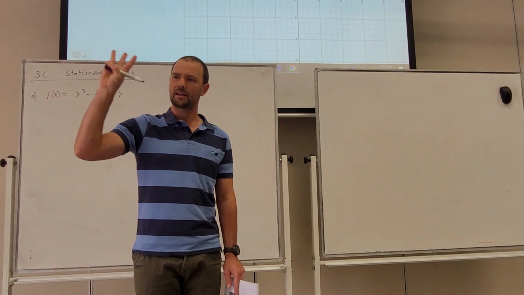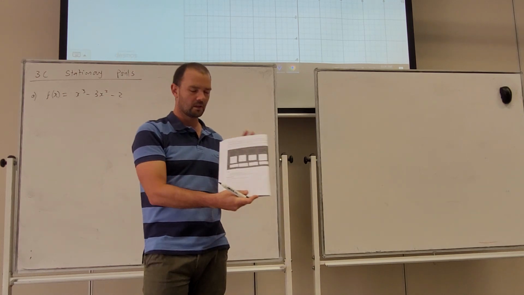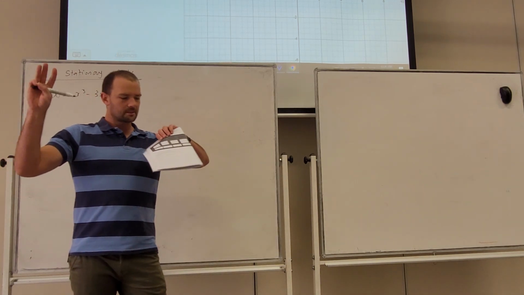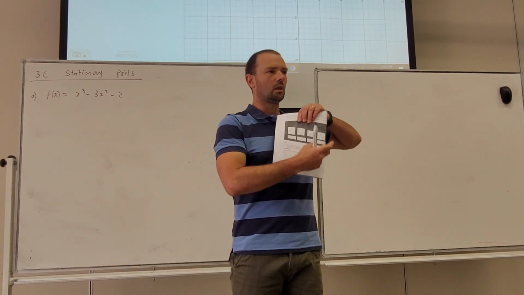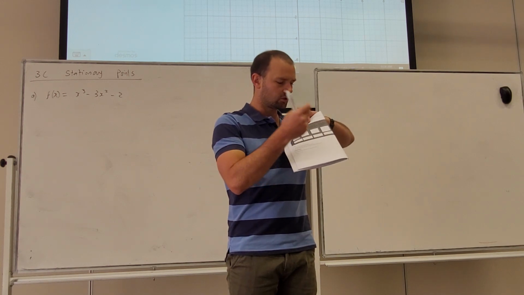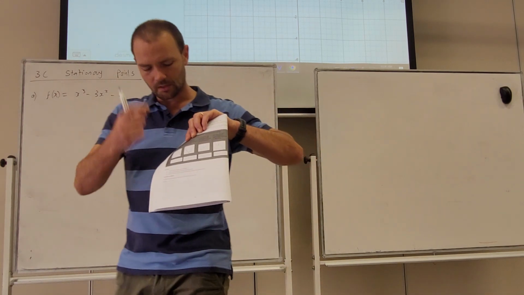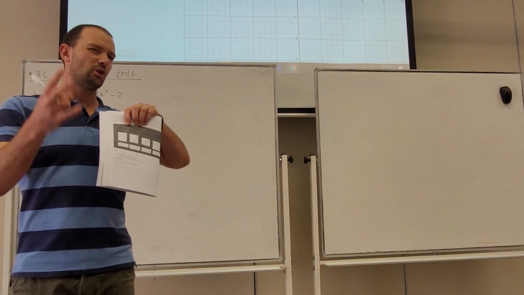Now we have 3 types of stationary points. Okay, so they're summarized in the table here. 3 types, they are local max, local min, and what we call stationary point of inflection. So, local max and local min can both be classified as turning points.